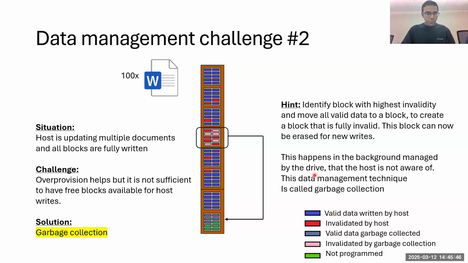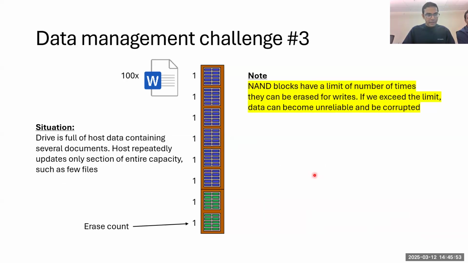So I think we have 5 more minutes. Maybe we can look at one more data management challenge and we'll see how it goes. So let's look at another challenge that we have. Like we've seen before, these NAND blocks have a limit on the number of times they can be erased for writes. And if we exceed that limit, data can become unreliable and corrupted, right?